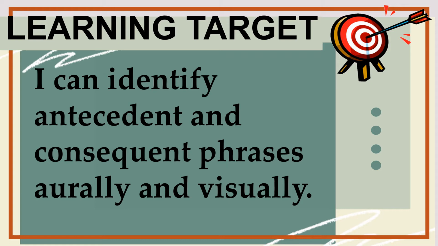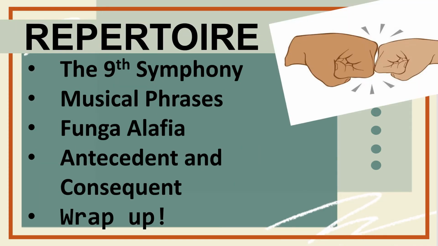But before we start, here's the goal that we need to achieve after this lesson. Read with me. Learning target: I can identify antecedent and consequent phrases orally and visually. To achieve our learning target, we need to go through these activities. Repertoire, the Ninth Symphony. Musical phrases, funga alafia, antecedent and consequent.